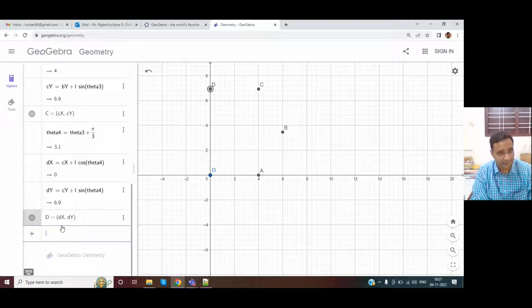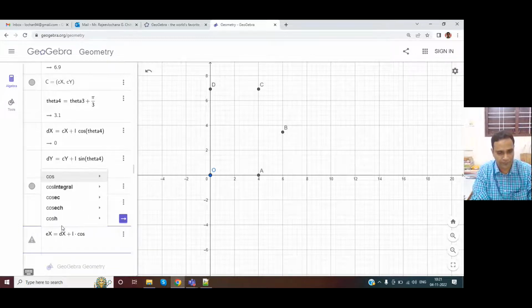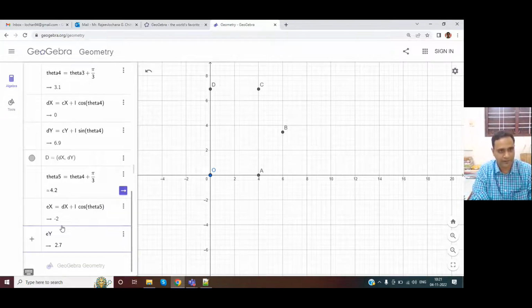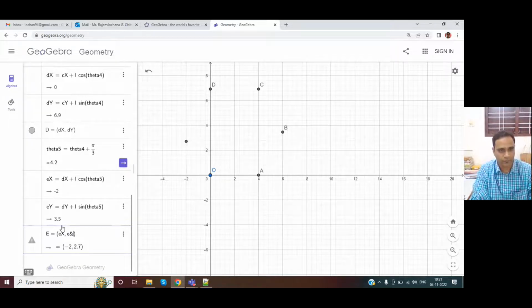Similarly, we can get the point E. Before that, let's have theta 5 is equal to theta 4 plus pi by 3. Now Ex is equal to Dx plus L into cos of theta 5. Ey is equal to Dy plus L into sine of theta 5. Okay, now E can be obtained as Ex comma Ey.